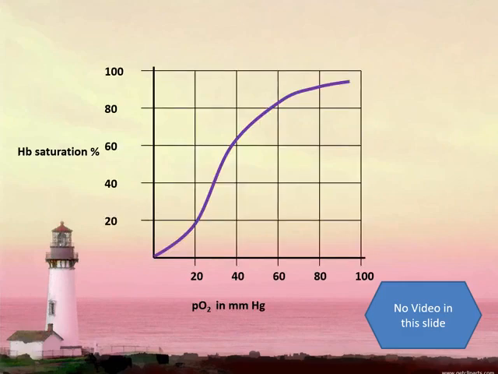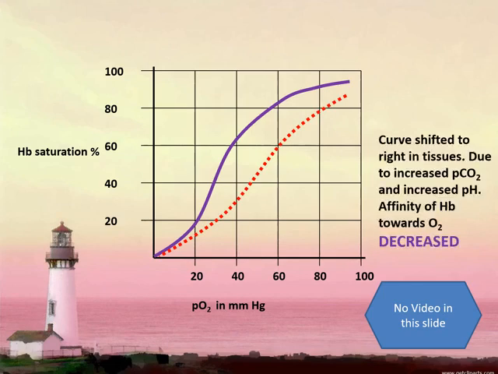This is the normal oxygen dissociation curve. It's a sigmoid shape. When the PO2 is high, the saturation is high. When PO2 is less, the hemoglobin releases the oxygen. Now what happens? This is the Bohr effect. When acidity and PCO2 increase, the unloading will be faster, so the oxygen dissociation curve is shifted to the right.